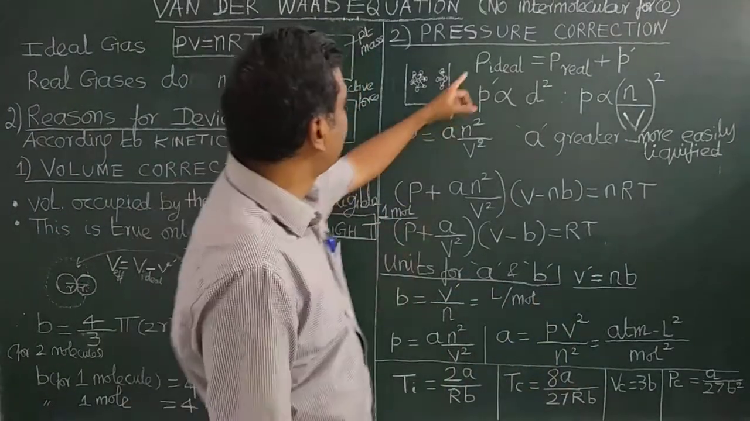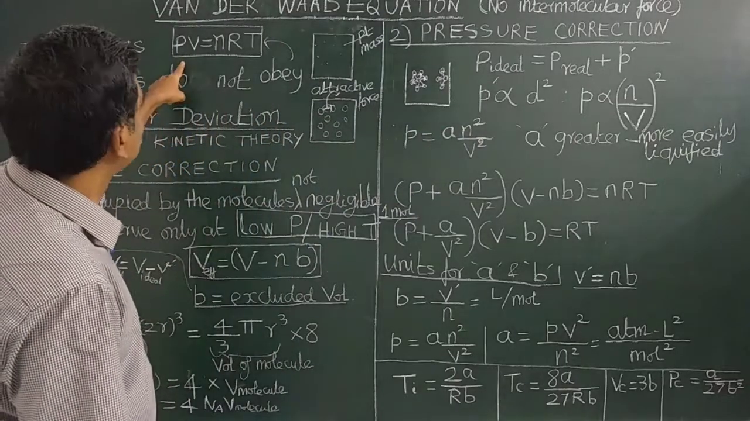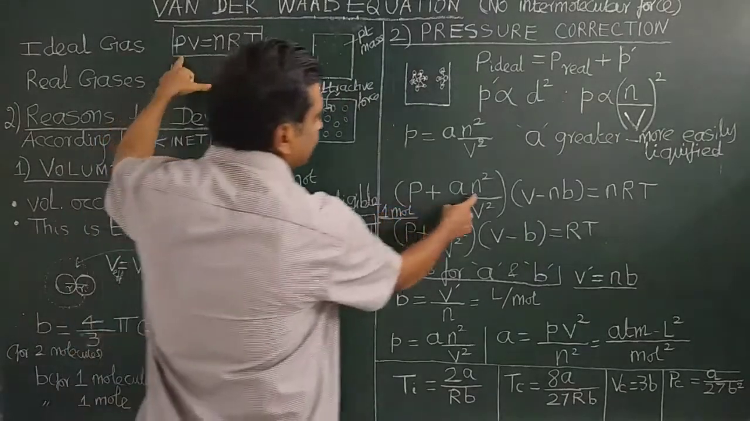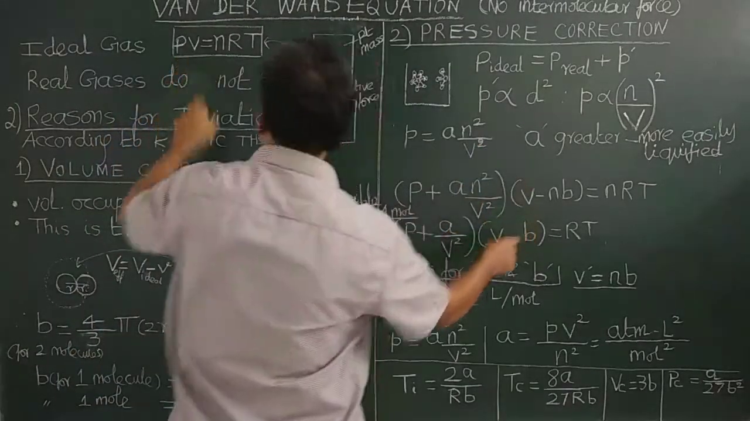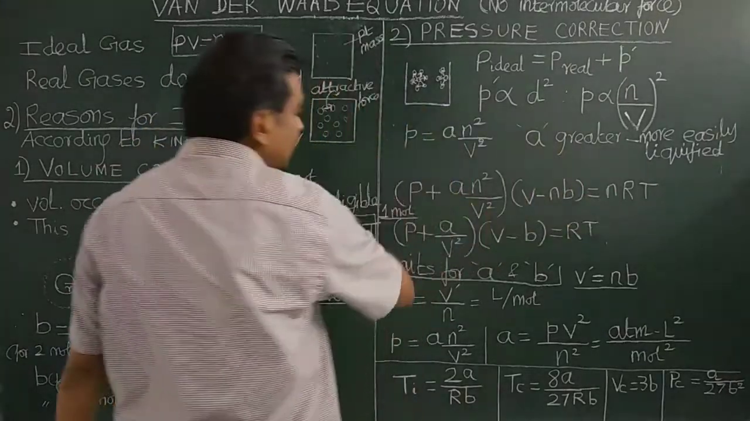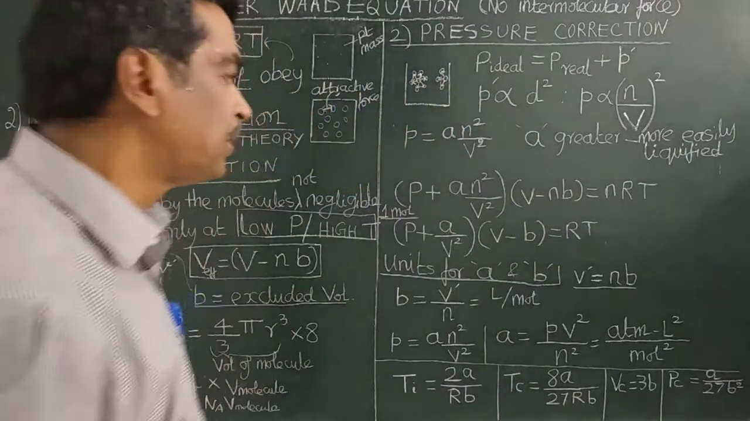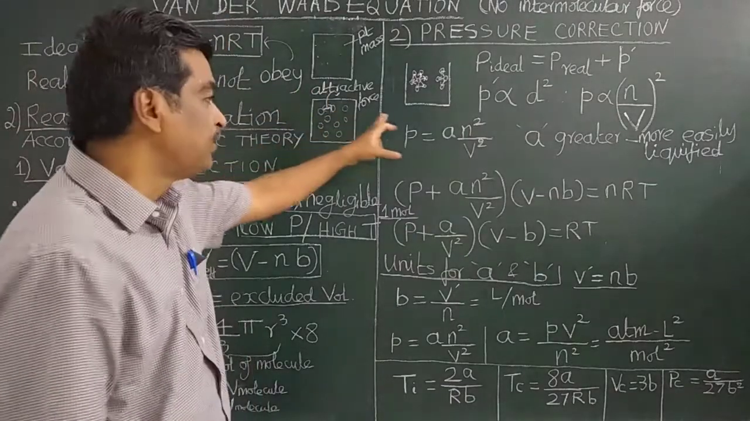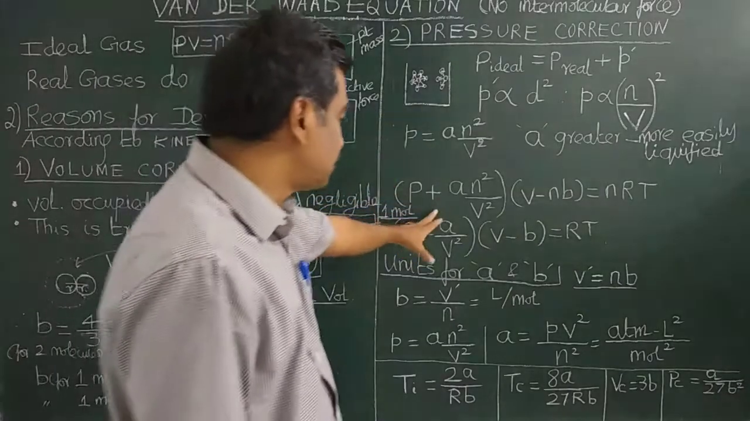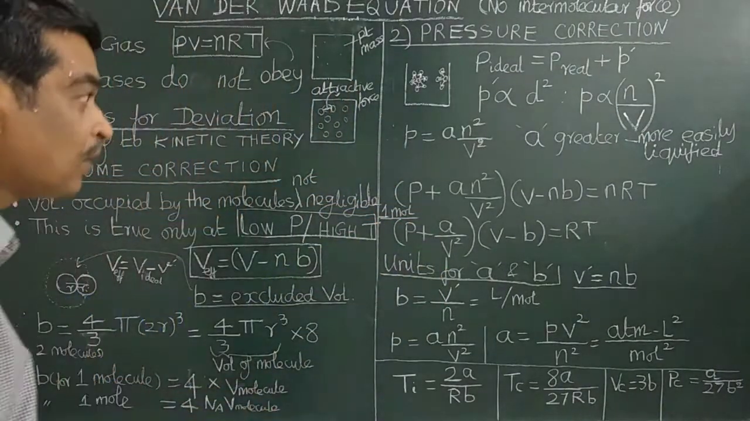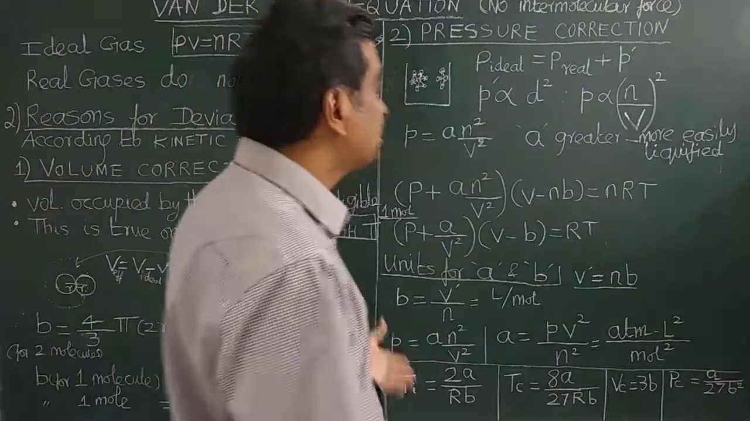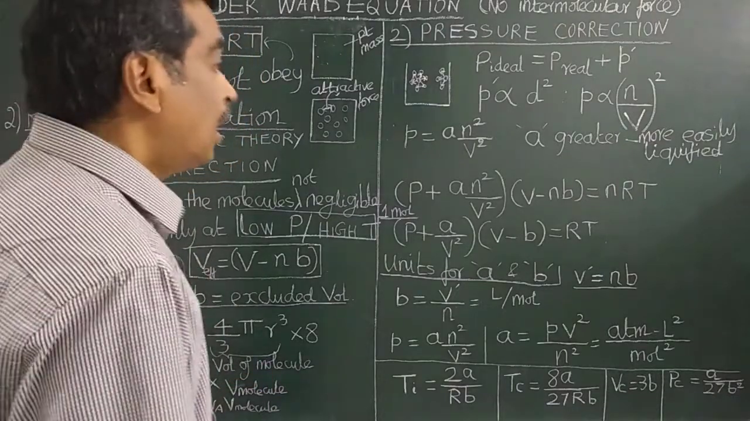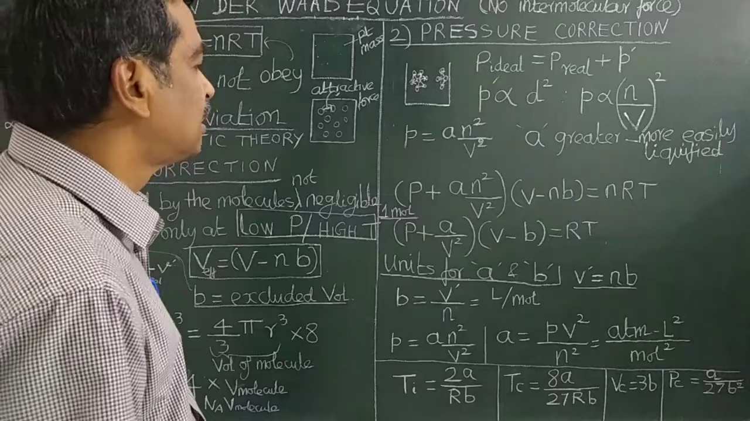Therefore, on introducing the volume correction and pressure correction in the ideal gas equation, we get (P plus a n square by V square) into (V minus nb) equals nRT. This equation is known as the van der Waals gas equation. It explains the behavior of real gases successfully. So he was awarded the Nobel Prize for his work on the gaseous and liquid state. So this equation is very important.